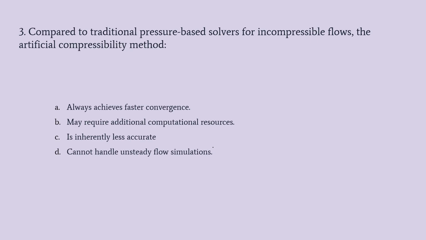Options are: option A, that is, our artificial compressibility method always achieves faster convergence. Option B, it may require additional computational resources. Option C, it is inherently less accurate. Option D, it cannot handle unsteady flow simulations.